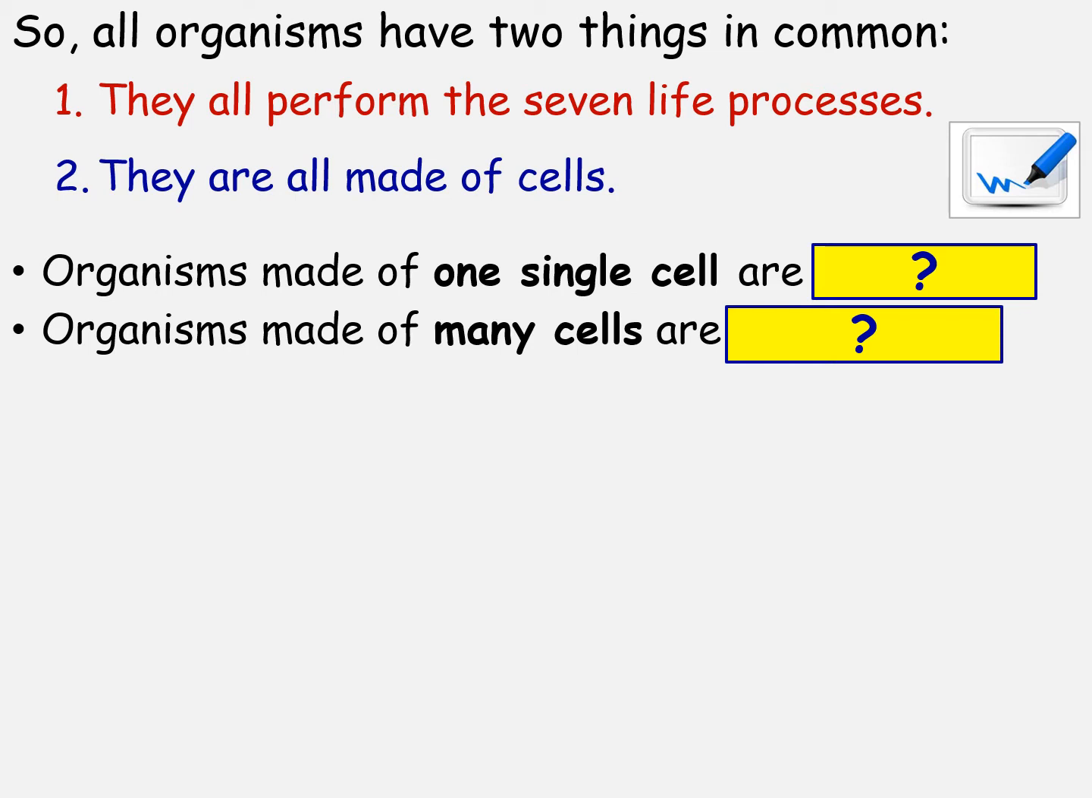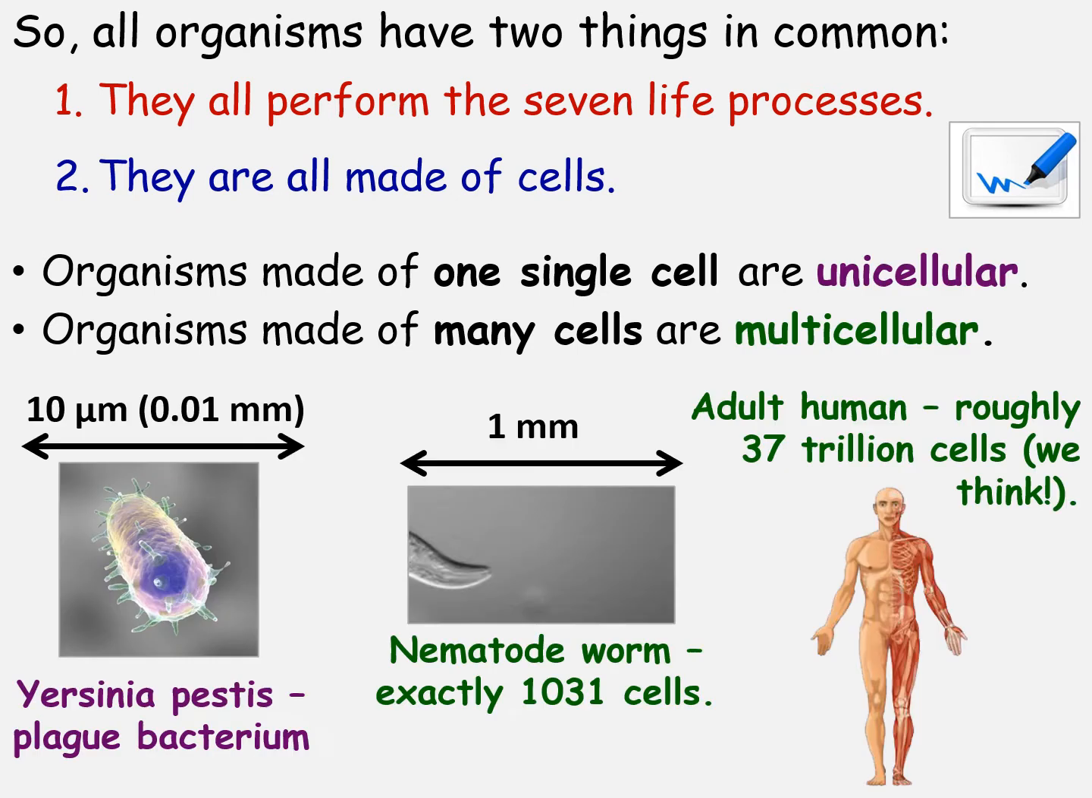Cells are the building blocks of life, and all living things are made of these structures called cells. We've said already that organisms made of one single cell are unicellular, whilst organisms made of many cells are multicellular. Here's just a few examples of each. So this is a single bacterium, single-celled organism. Bacteria are the smallest type of cell that we find in biology, and this is the bacterium that caused bubonic plague. This is a very, very simple multicellular organism, one of the smallest forms of multicellular organism you can find, something called a nematode worm.